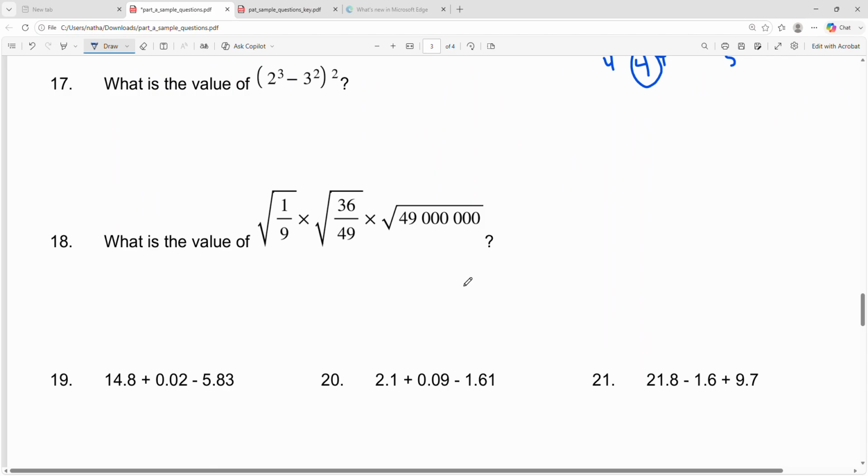Question 17, what is the value of 2 to the power of 3 minus 3 to the power of 2, all in brackets, and then to the power of 2? Okay, so order of operations, brackets, exponents. So we do what's in, right, BEDMAS. So we do what's within the brackets first, if there's something to do here. And there is. We have some stuff going on. Okay, so we're going to do our stuff first, if possible.